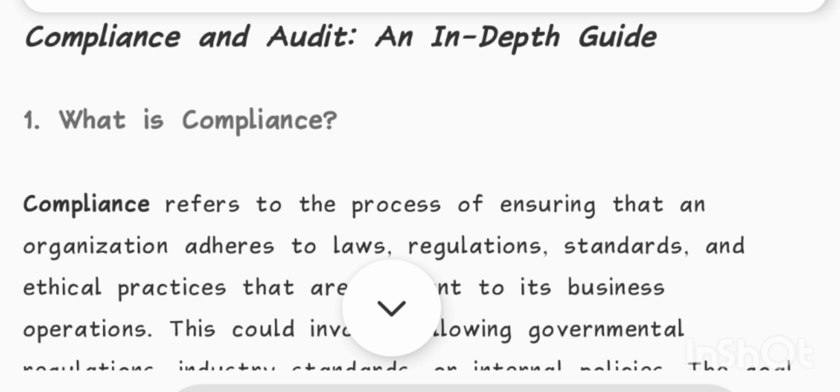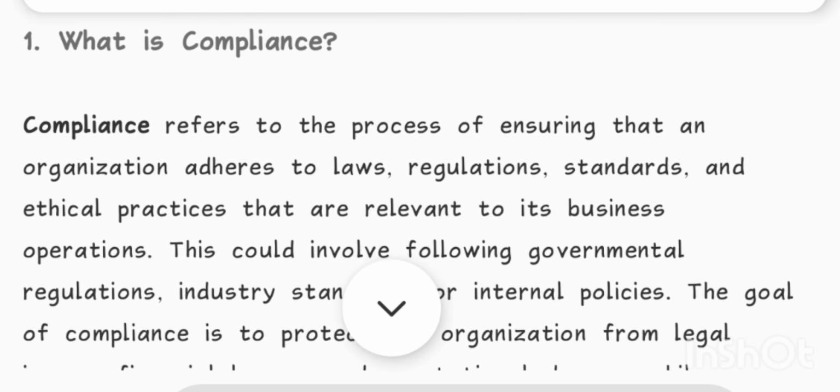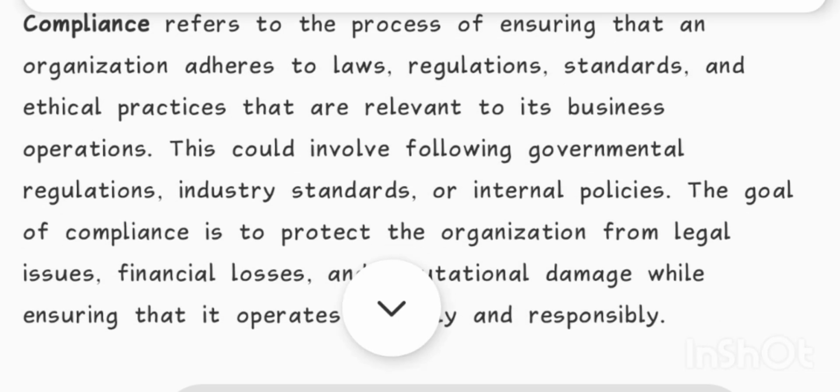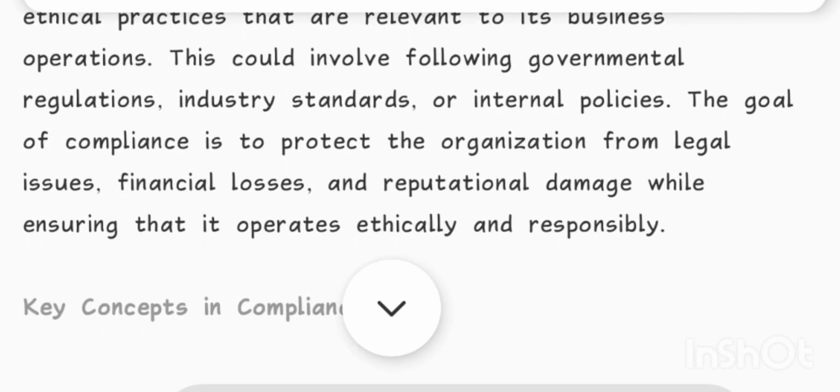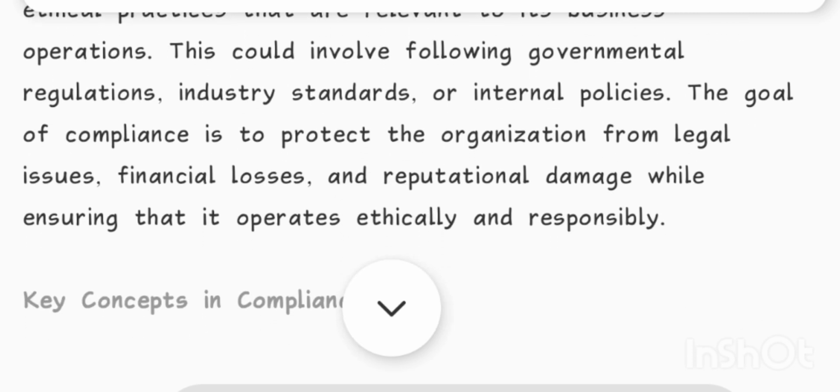1. What is compliance? Compliance refers to the process of ensuring that an organization adheres to laws, regulations, standards, and ethical practices that are relevant to its business operations. This could involve following governmental regulations, industry standards, or internal policies. The goal of compliance is to protect the organization from legal issues, financial losses, and reputational damage while ensuring that it operates ethically and responsibly.